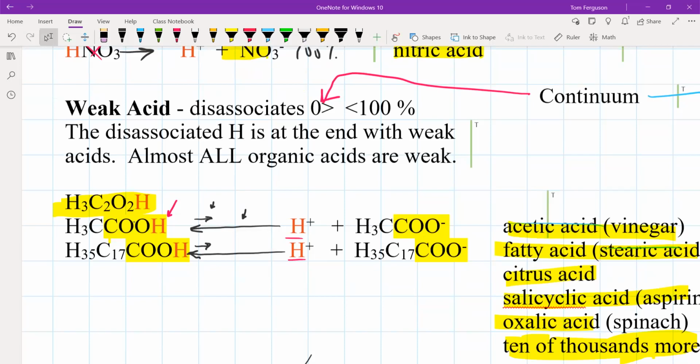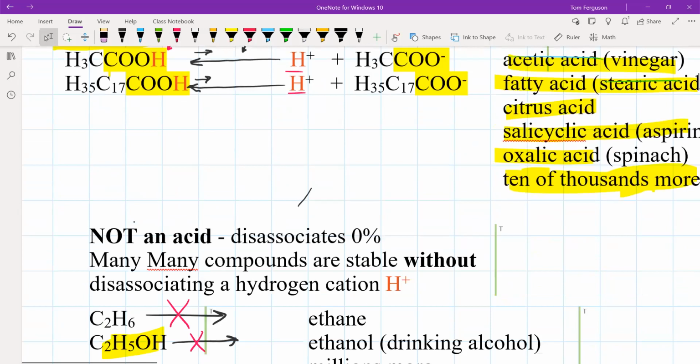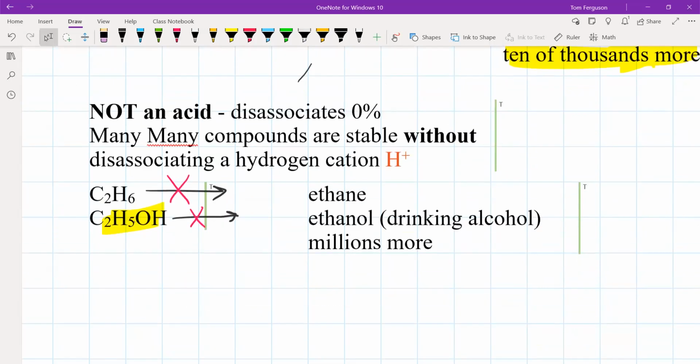And then there are non-acids. These have hydrogens, but they don't come off, so they're not an acid. So there are 3 situations: strong, where 100% come off; nothing comes off; or the ones in the middle, which are called weak acids.